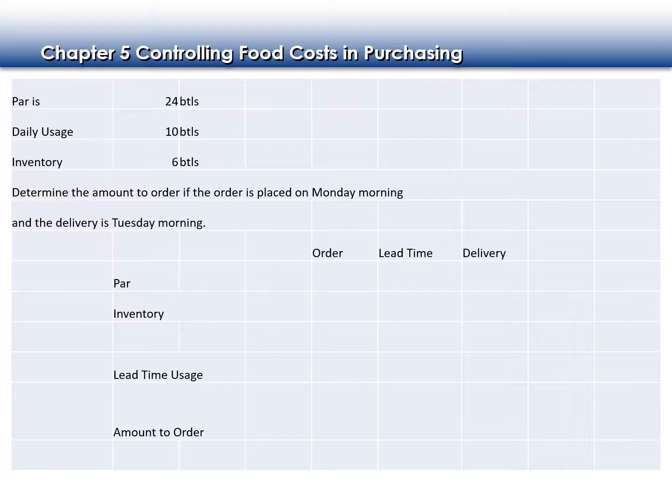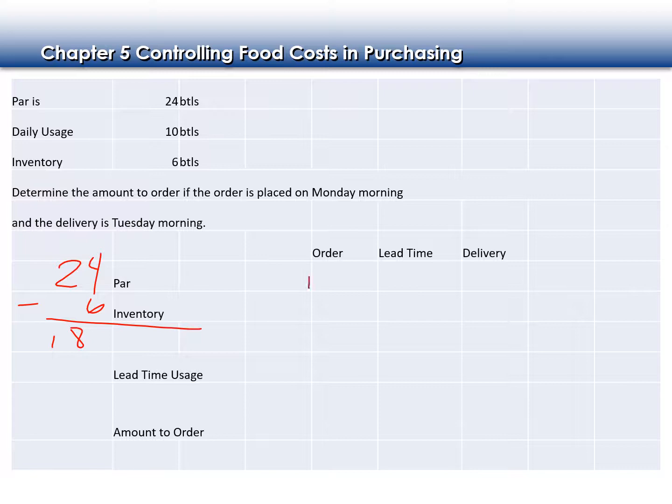Okay, so what is our par? 24. Okay, our par is 24 bottles. Our inventory, what do we have in inventory right now? 6. So we do subtract. If I order 18 bottles, am I set? No, I'm not set. Okay, so I come over here. When do I order? Tuesday morning. Oops, no, I order on Monday morning.